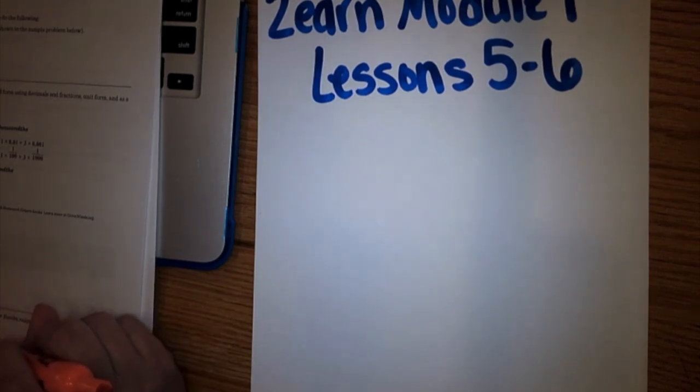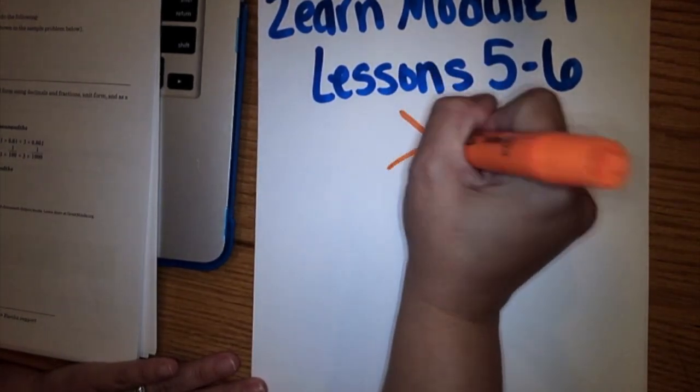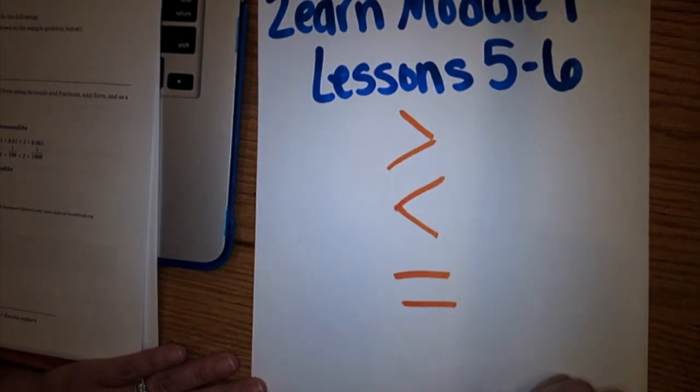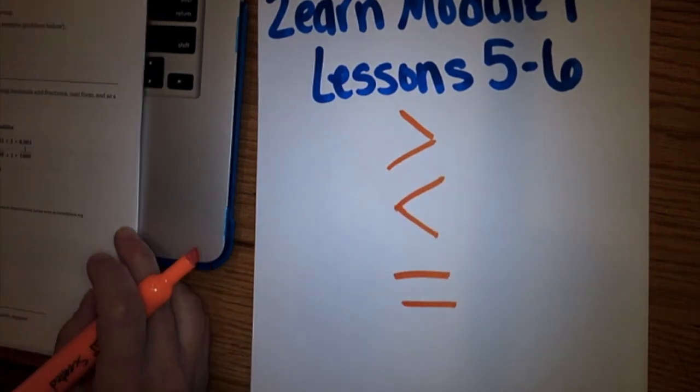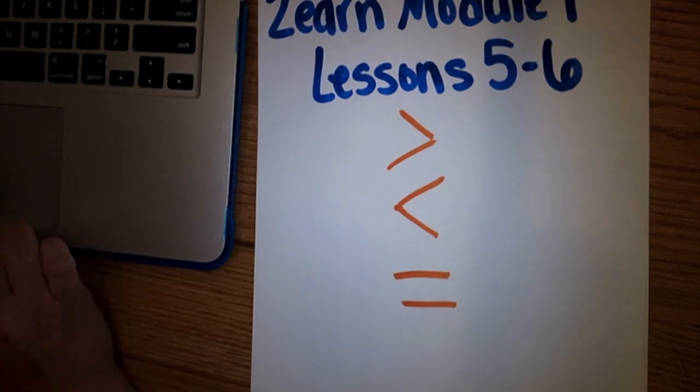So our overview for this is that we are going to write numbers in different forms to the thousandths place using decimals and fractions. We're also going to compare decimals using the symbols for greater than, less than, and equal to. So what we should expect from some of the work for these two lessons is representing the same number in different forms and comparing numbers using symbols.